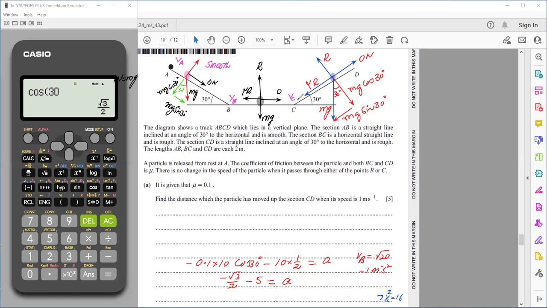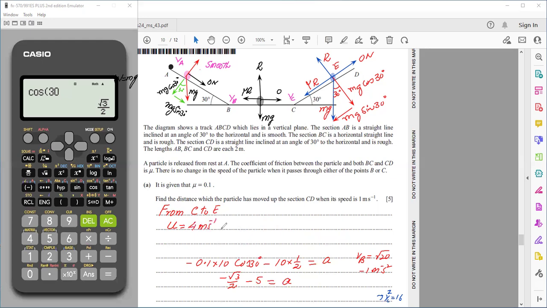Suppose this point is C, and this point is another point E. So I have to discuss the motion from C to E. For C to E, the initial velocity is given, which is equal to the square root of 16, or 4 meters per second.